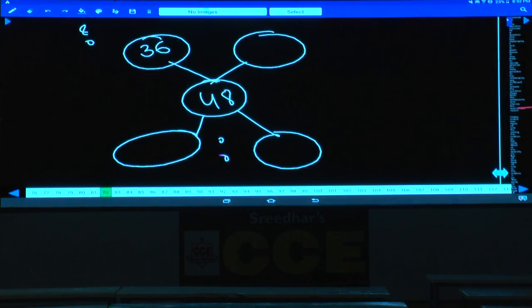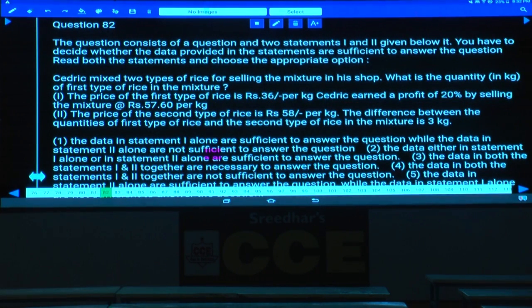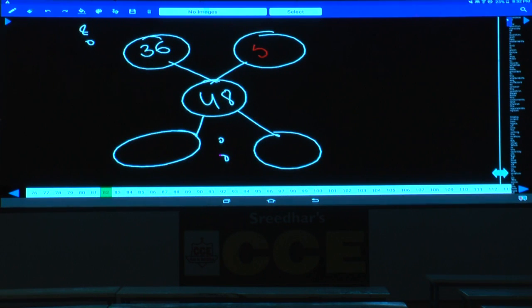Next. Second one. The price of the second type of rice is 58 rupees per kg. The difference between the quantities of the first variety and second variety is 3 kgs. Cost price of the second variety of rice is 58 rupees, and the difference of their quantities is equal to 3 kgs. Using only the second information, which is given in red color, will you get the answer? Using both? You have 3 numbers: cost price of the first variety, second variety and the mixture. Using that, can we calculate in what ratio we have to mix both the quantities?